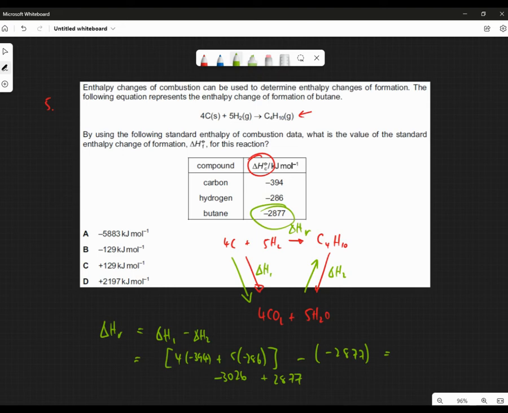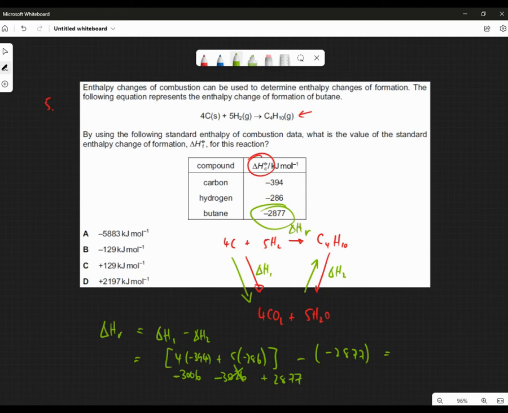That's not 399, is it? It's 394. Let's start again. 4 times 394 is equal to that, plus 5 times 286 is equal to that. So I get this. This is wrong. I get 3006.